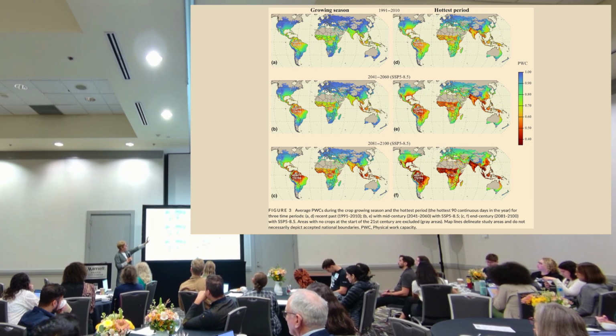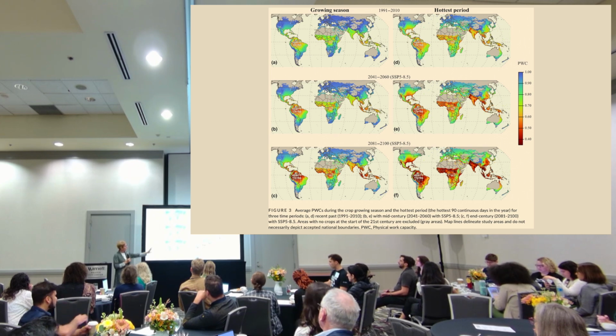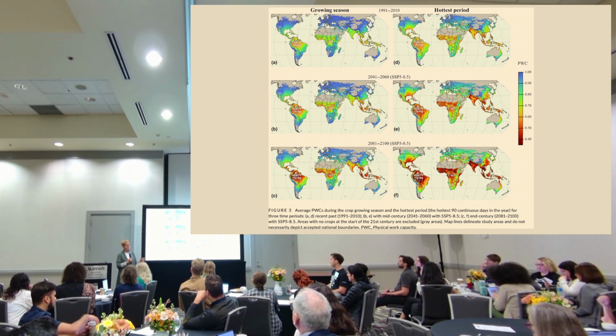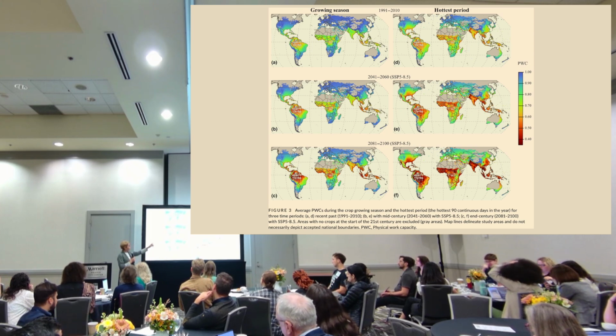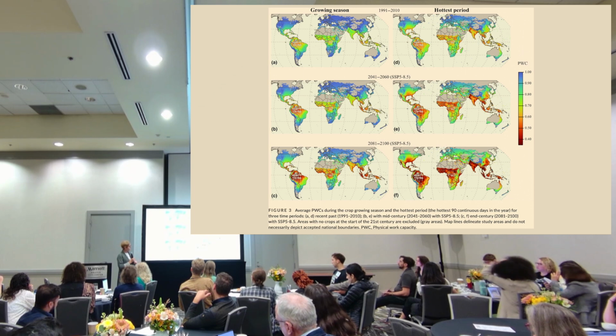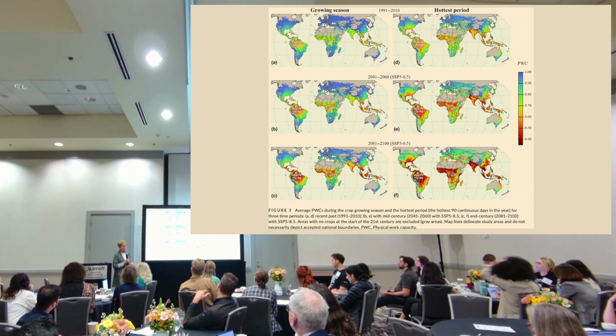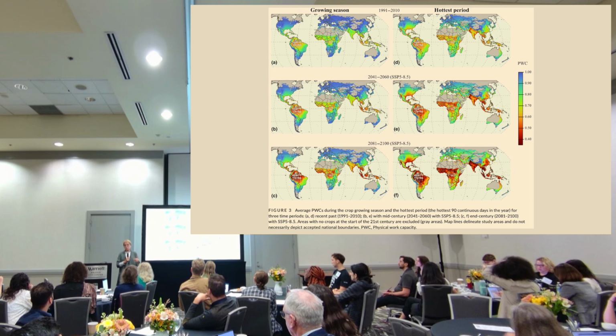This is relatively complicated, but it's different time slices. The left is the growing season. The right is the hottest period of the year. And the question is, how much could worker capacity decline with higher temperatures? So where you see the red colors, you're seeing quite large declines in the capacity of outdoor workers to work.